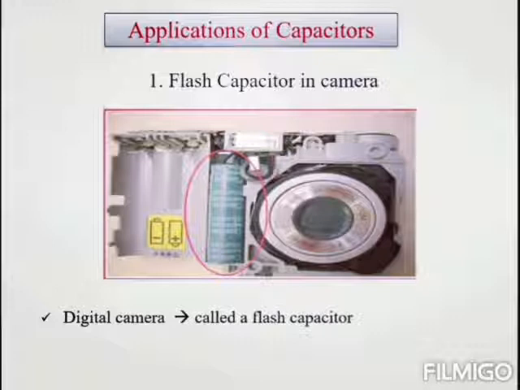Next, applications of capacitors. Capacitors have many uses in electronic and electrical systems. Here we see the first one, the flash capacitor in a camera. Most people are now familiar with the digital camera. The flash which comes from the camera when we take photographs is due to the electrical energy released from a capacitor called a flash capacitor.